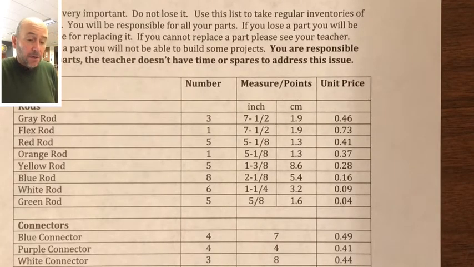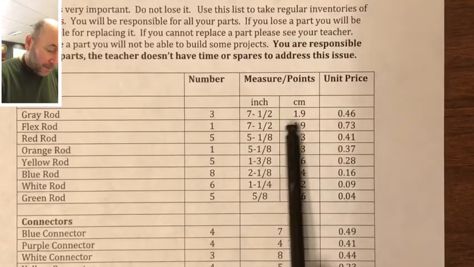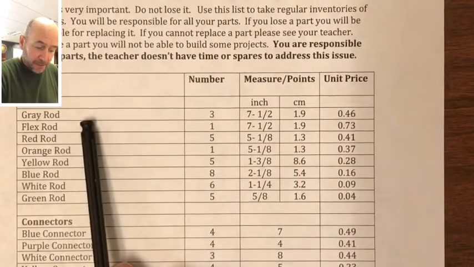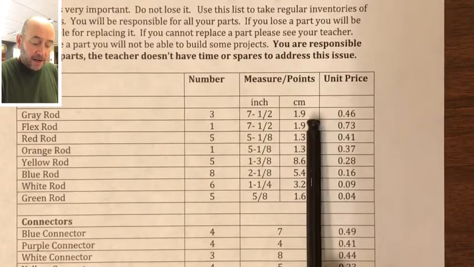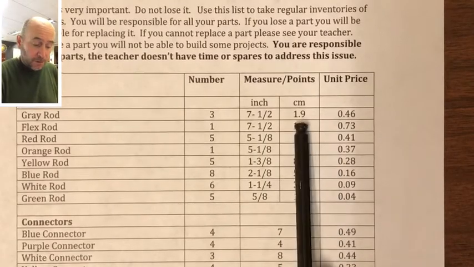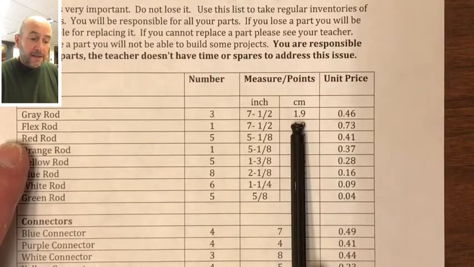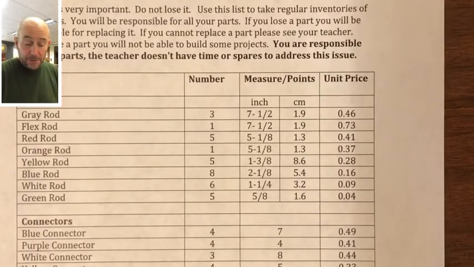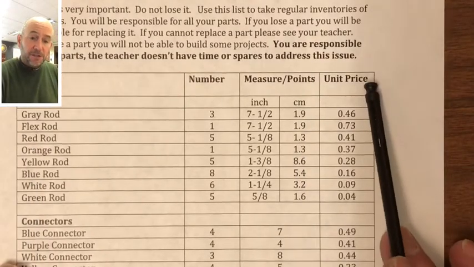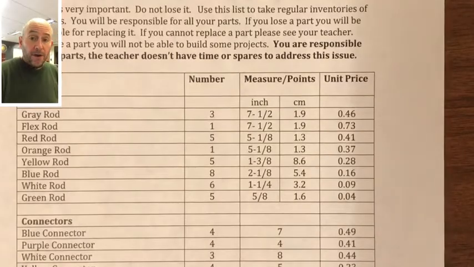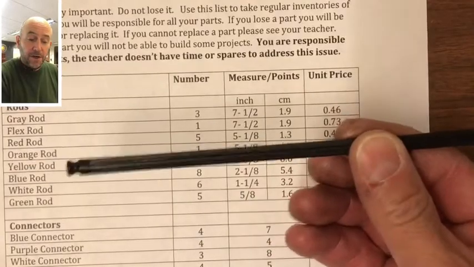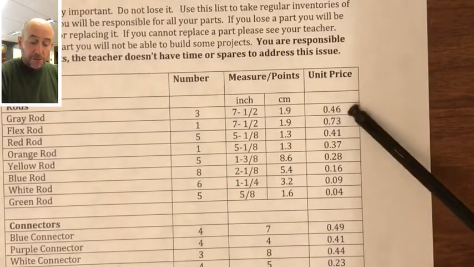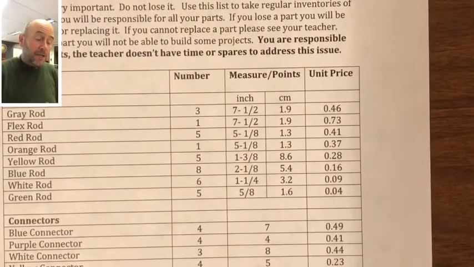But anyways, what you will see on this page is you have the item, the number, its size, and then its size in the metric system. So a gray rod would be 1 9/10 of a centimeter long. And then over here you have the unit price. Unit price means the cost of one item. Okay, just one item will cost you the unit price. All right, so keep that in mind.